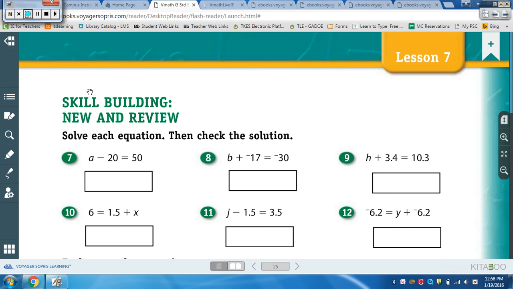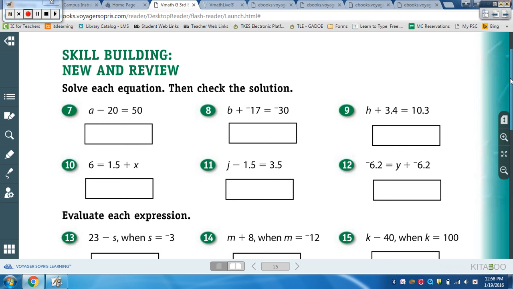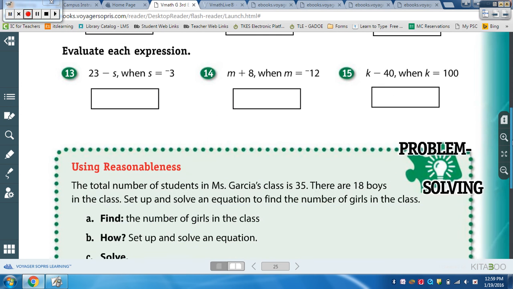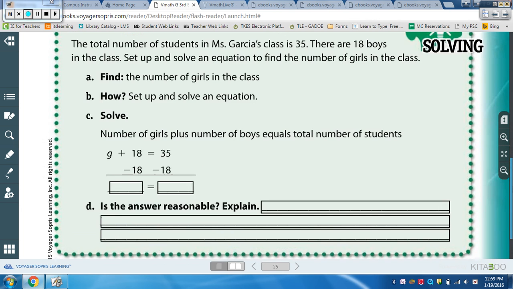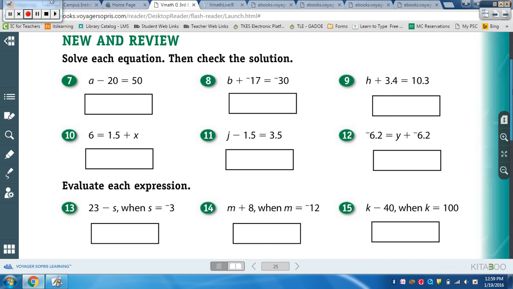What I want you guys to do now is start working independently in VMath, in your student ebooks. I want you to work on the skill building new and review. Of course, make sure you submit pages 23 and 24 with all of the stuff you have keyed in there. I want you to solve each equation, then check the solution. So I'd like you to complete problems 7 through 15 on your own. So go ahead and pause this video. And then you can come back and we will walk through the solutions.